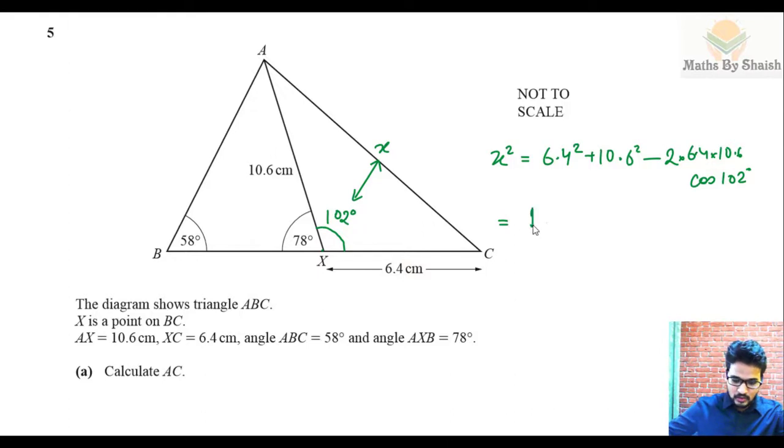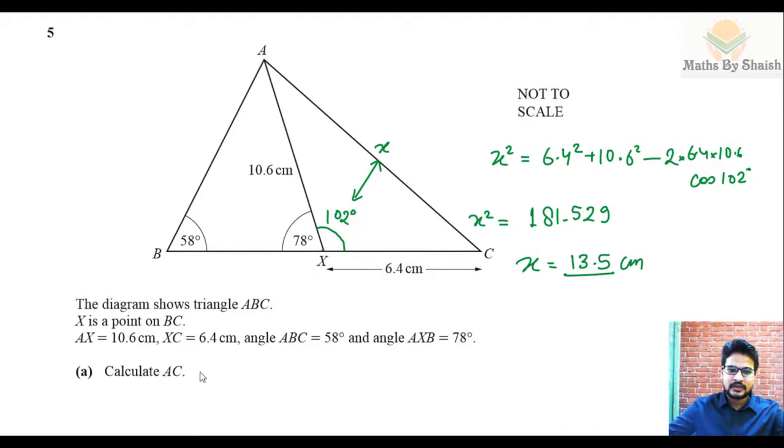The answer is 181.529 and so on. This is x squared. So from here, x would of course be the square root of this answer. We can get it from the calculator, it is 13.473 and so on. So we will write it to 3 significant figures, that is going to be 13.5 centimeters, and that's the AC. So we got AC as 13.5 centimeters.